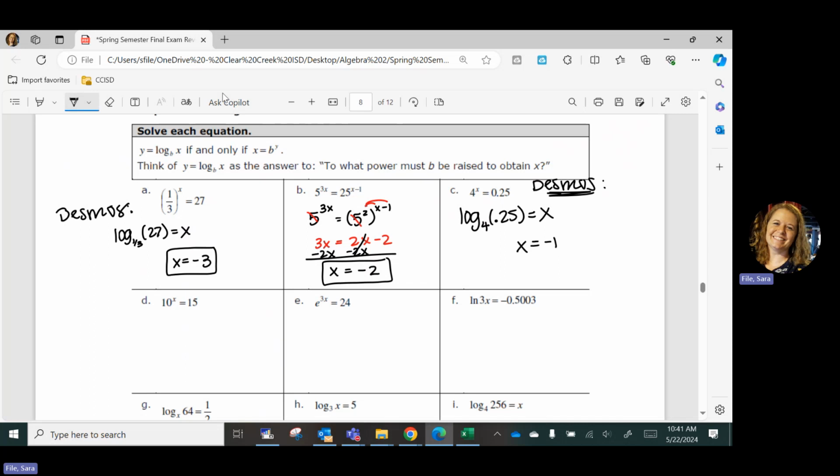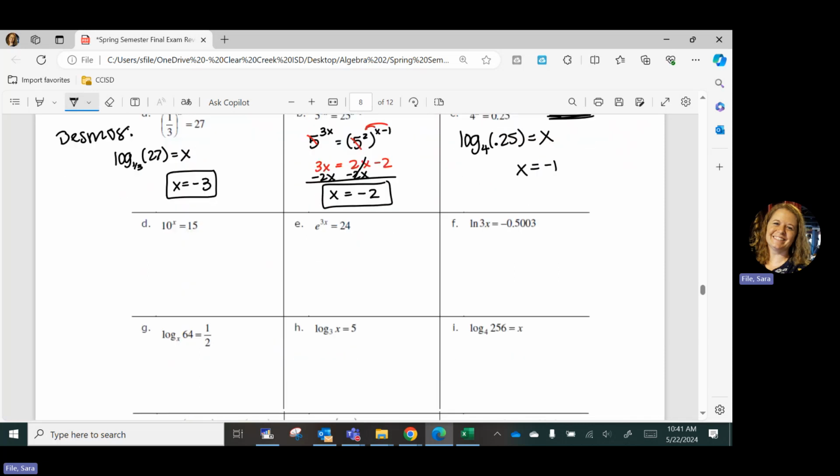So for A and C, I just used Desmos. I rewrote it using this rule, and then I plugged it in Desmos. I can do the same thing for D, E. F will be a little different. So let's go ahead and do D and E, that same method. So the base is 10, so this is going to be log base 10 of 15. I've got to just type that in the calculator.